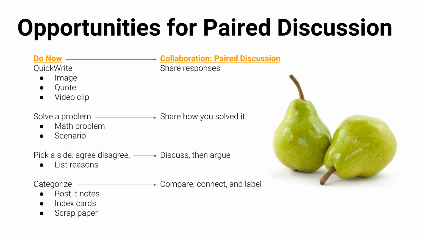Another opportunity, not the last one, but just another one that we're listing here, is a categorization activity where perhaps you list concepts that you want students to write on individual Post-it notes or index cards or scrap paper, and then they spend time in their do now trying to categorize some of those concepts. Later on, they could compare how they categorize those concepts in a paired discussion and try to come up with labels for each of those groups. So just a few ideas to bridge the do now to the turn and talk that'll occur in the second lesson lab.